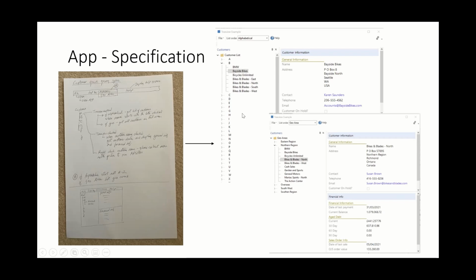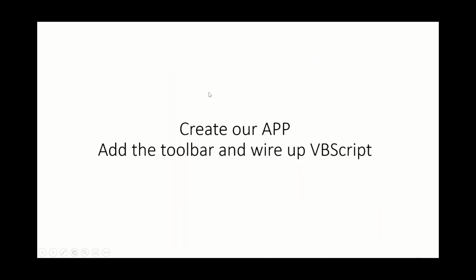So that's looking good. Once we've got our basic spec, let's move on to the first step, which will be to create our app. We'll add our toolbar. We'll probably add the online help pane because that's the easy bit to do. And we'll wire up our VB script and just get the basics going.